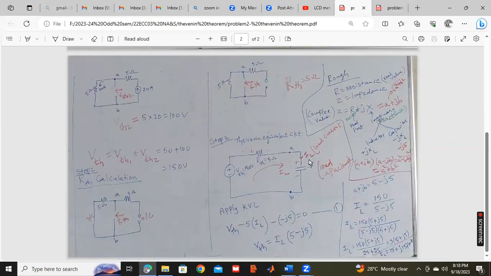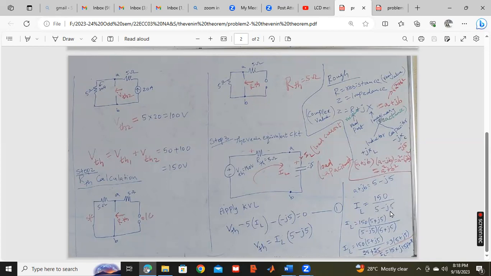Okay. Now, we are calculating this IL value. This is a closed loop. When we apply KVL, V Thevenin, and the current is flowing from left to right, minus 5 into IL. And here also the current is flowing, with the minus sign, minus J5 into IL. I forgot writing IL here. Now, make IL the subject, and we get V Thevenin divided by 5 minus J5. Okay, this is the IL value.